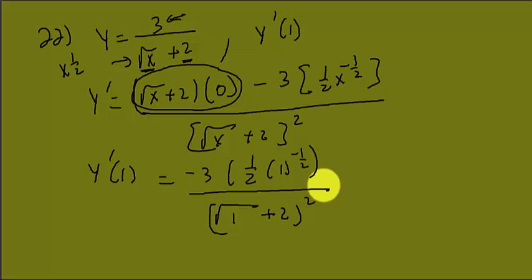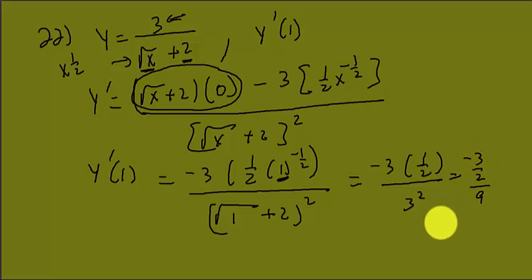Now I do have to clean this up. That's negative 3. 1 raised to negative 1/2 is still 1. So that's going to get me 1 times 1/2 is 1/2. All that over, in the bottom, 1 plus 2 is 3, so 3 squared. And this is negative 3 over 2 divided by 9. So that simplifies to negative 3 over 18. And you can leave it there, or you can reduce if you choose to.